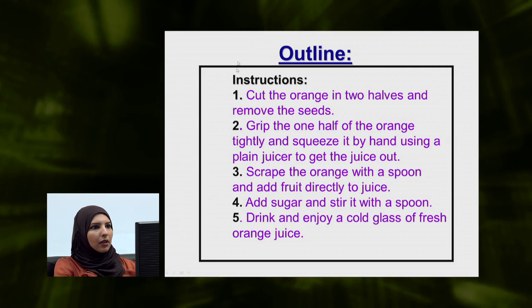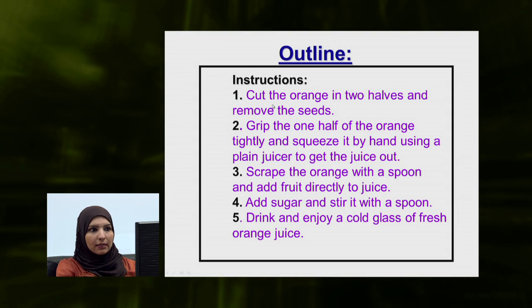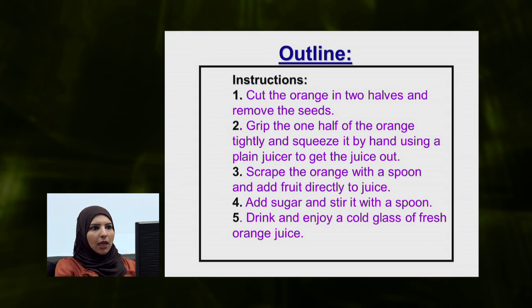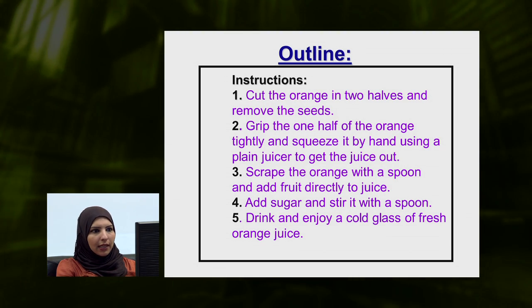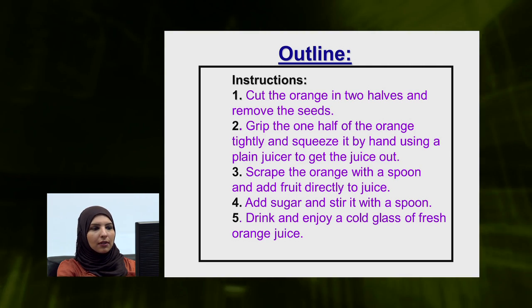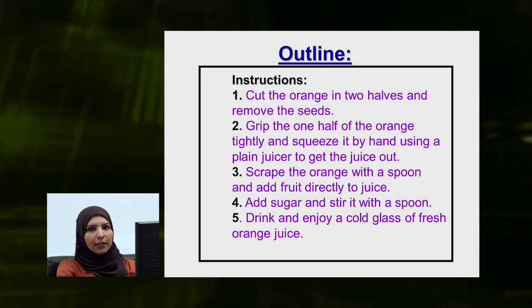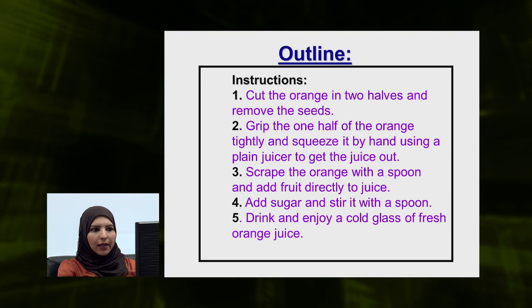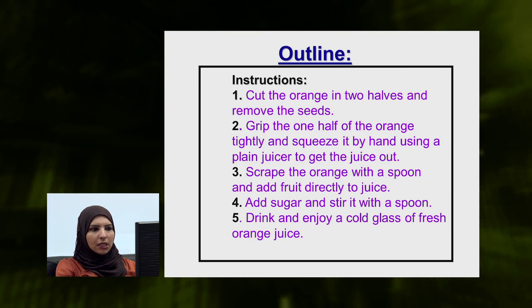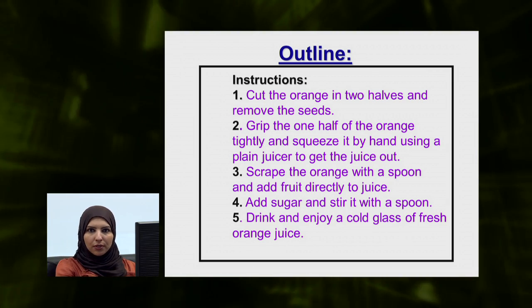For example, instruction number 1, cut the orange into halves and remove the seeds. Number 2, grip one half of the orange tightly and squeeze it by hand using a plain juicer to get the juice out. Step number 3, scrape the orange with a spoon and add fruit directly to the juice. Number 4, add sugar and stir it with a spoon. The last step is to drink and enjoy a cold glass of fresh orange juice. After completing your outline, you should look at the essay structure.